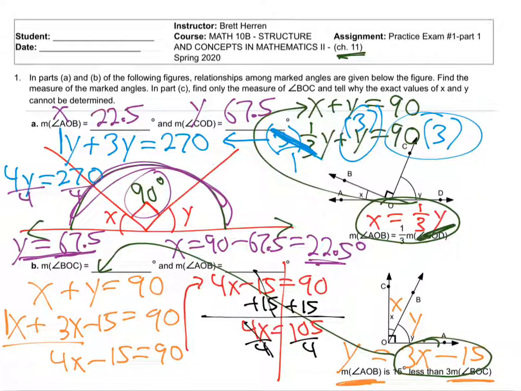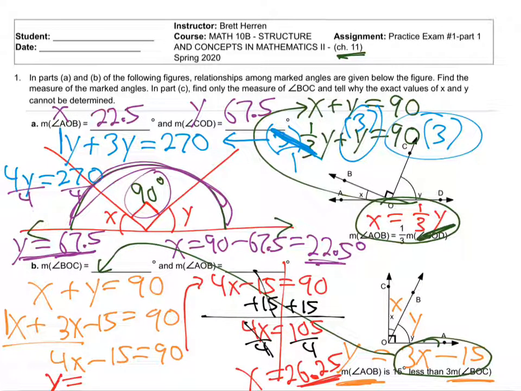Somebody had that one on their calculator? 26.25? Thank you. 26.25. So that's x. And then how do we get y? Subtract from 90 again, because they make 90 total. So that's 26.25.